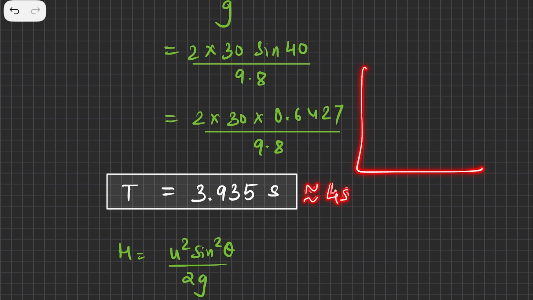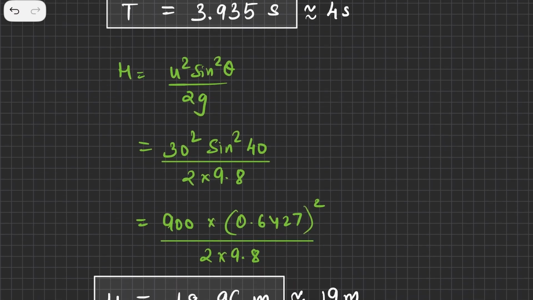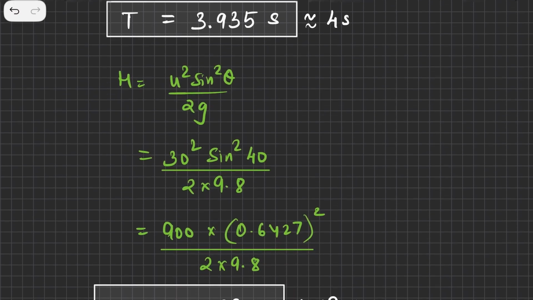So the projectile will be in air for almost 4 seconds, and after 4 seconds it is going to land on the plane. Now this was the second thing. Now we are going to the third part, that is the h, that is the maximum height. Maximum height is given by u square sine square theta upon 2g. This is the formula for maximum height.